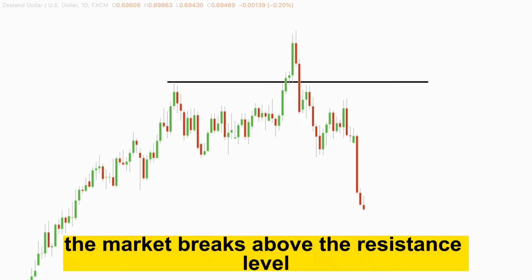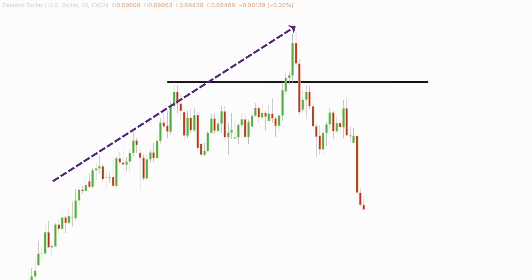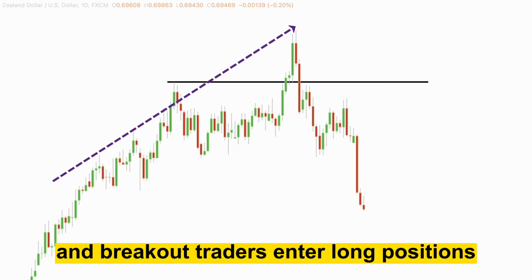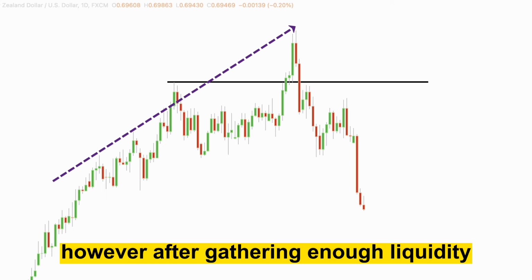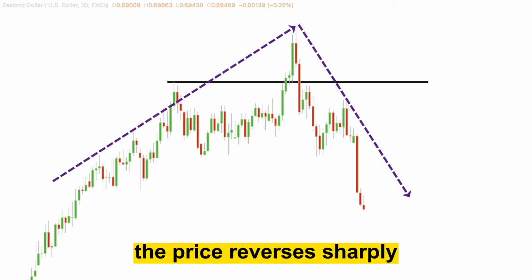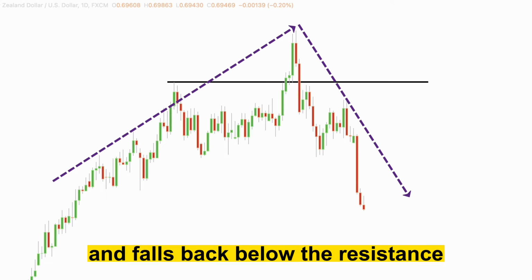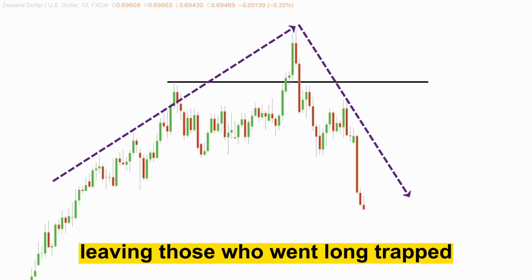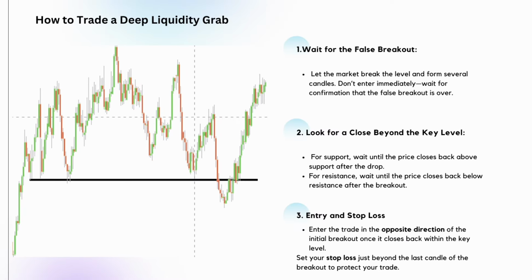At resistance, the market breaks above the resistance level, rising for a few more candles. Short sellers are stopped out, and breakout traders enter long positions. However, after gathering enough liquidity, the price reverses sharply and falls back below the resistance, leaving those who went long trapped. So, how to trade a deep liquidity grab?